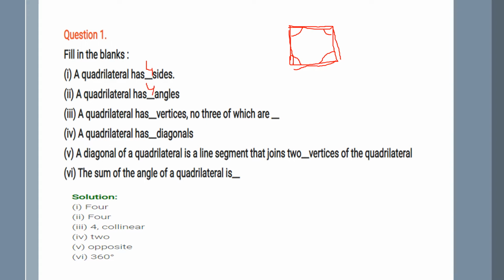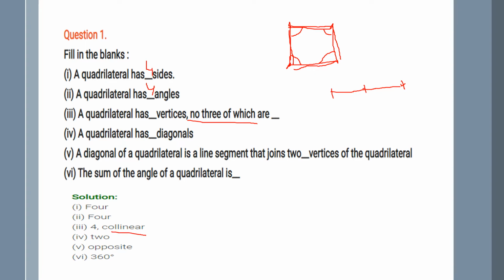Clear? A quadrilateral has dash vertices. Vertices means corner points. These are the corner points. This is a corner point, right? And this is also a corner point. 2, 3 and this one is 4. 4 corner points and no 3 of which are collinear. Means 3 points must not be collinear. Collinear means points on one line. You can see this is one point, this is second and this is third point. If 3 points are on one line, how will the quadrilateral be formed? No quadrilateral will be formed. So you can say that no 3 of which are collinear. Non-collinear means they are not on one line.